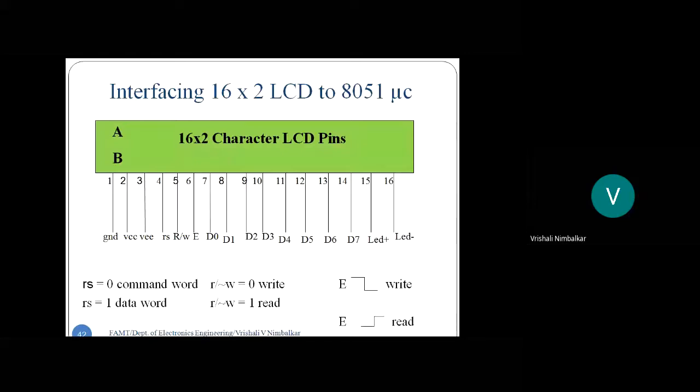Okay, so the first 3 pins are the contrast control pins: Ground, VCC and VEE. Okay, the next 3 pins, pin number 4, 5, 6, are the control signals of LCD. What are the control signals? RS, register select. Then the control signal is read/write bar. And the third control signal is enable. So these are the 3 control signals of LCD: RS, read/write bar and enable.